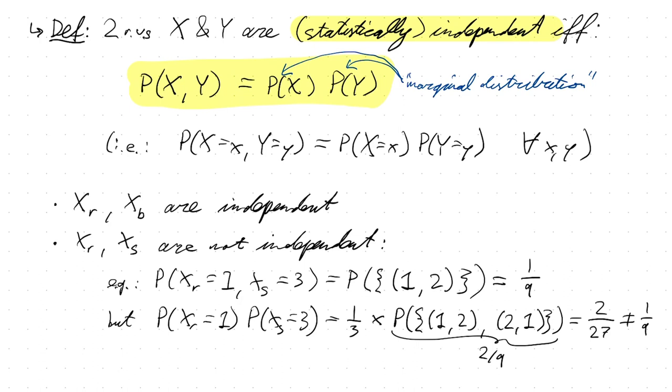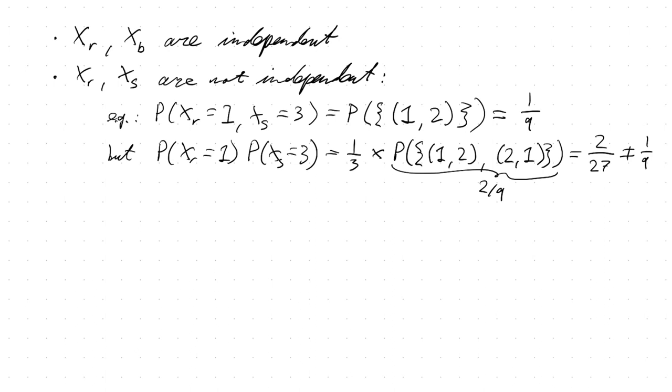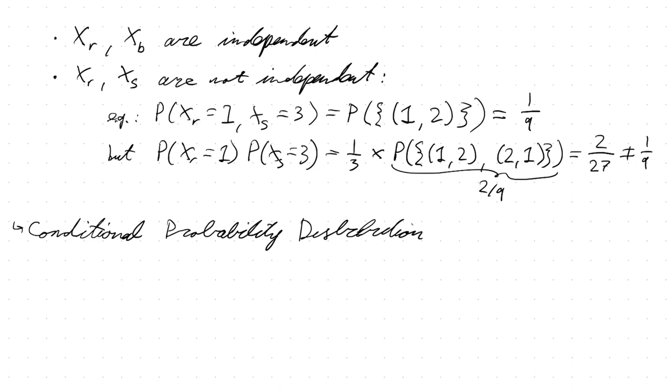And that actually directly leads us to the next definition: how does a probability distribution change once we know a different random variable? And that is called the conditional probability distribution. And that is an important definition.